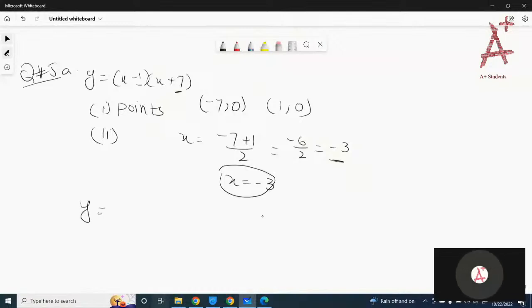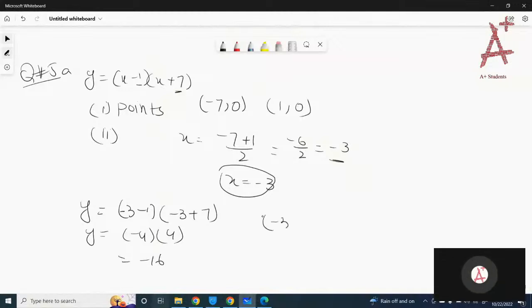It would be y equals negative 3 minus 1, negative 3 plus 7. So it would be y equals negative 4, and 7 minus 3 is 4. So it would be negative 16. That means the vertex is negative 3 and negative 16. That would be the vertex of the parabola. Got it?